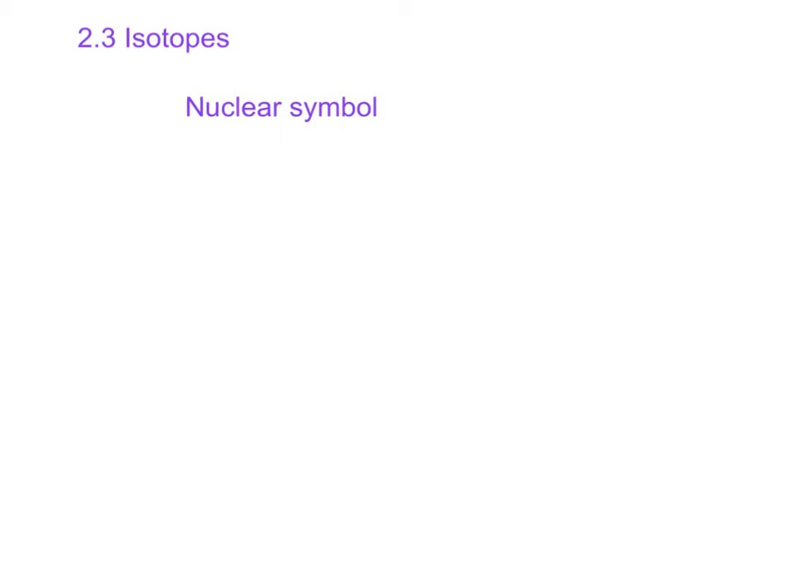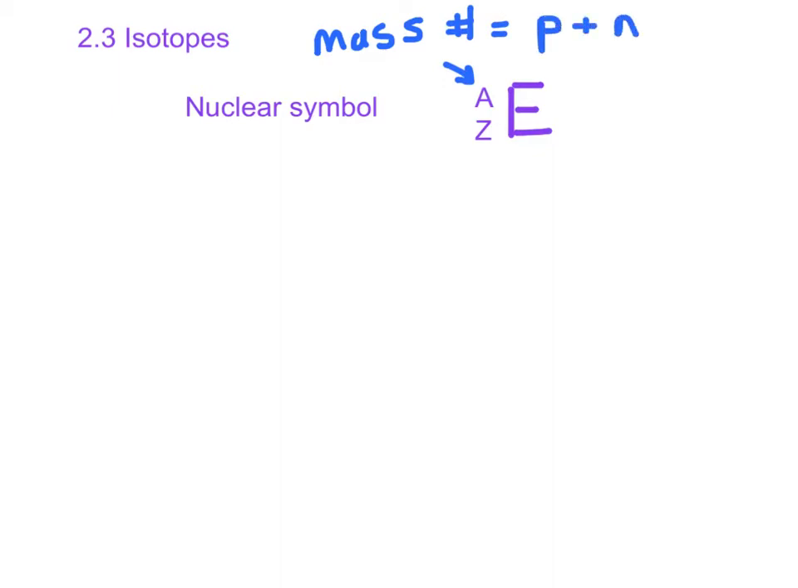So let's look at a nuclear symbol. This is how we would write a nuclear symbol. The A on top represents the mass number. That is equal to the protons plus the neutrons. The bottom number here, Z, represents the atomic number. The atomic number is the number that you'll see on the periodic table that identifies the elements. For instance, 1 is hydrogen, 2 is helium, 3 is lithium. So that is the number of protons. So you can see if you take A minus Z, you can get the number of neutrons.